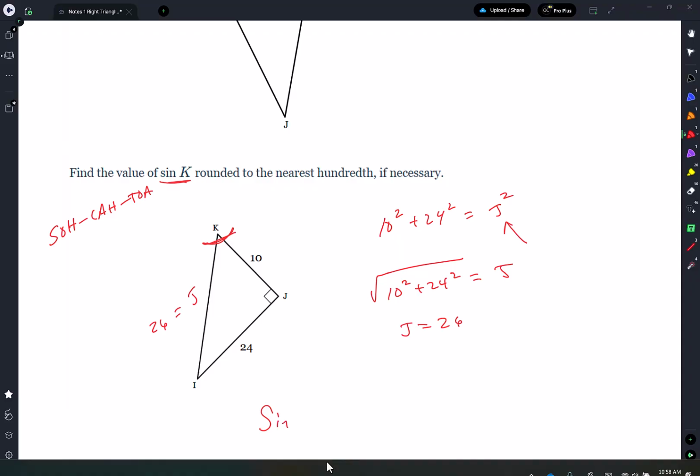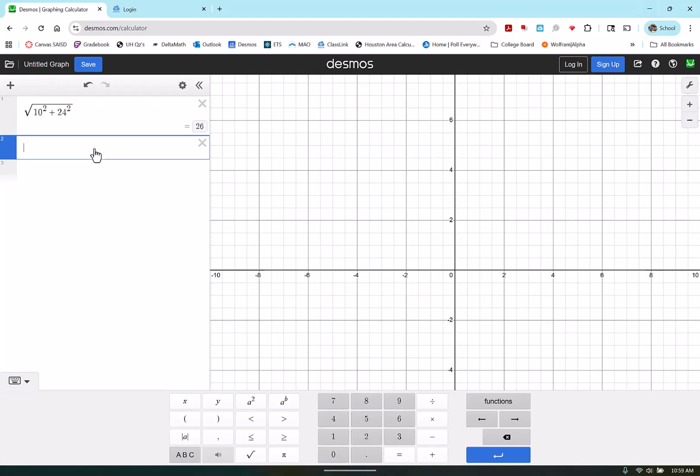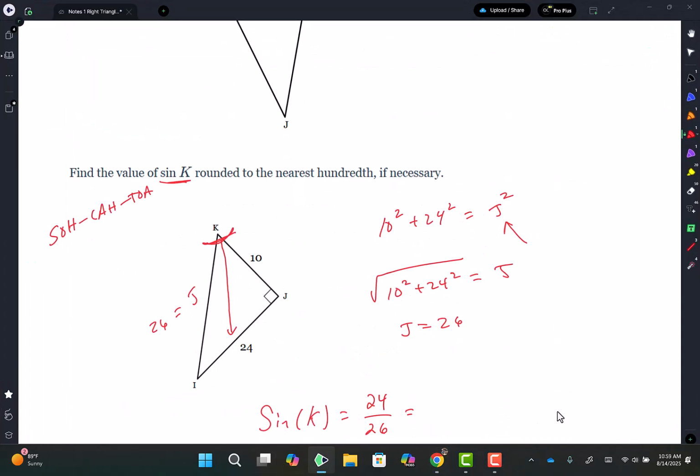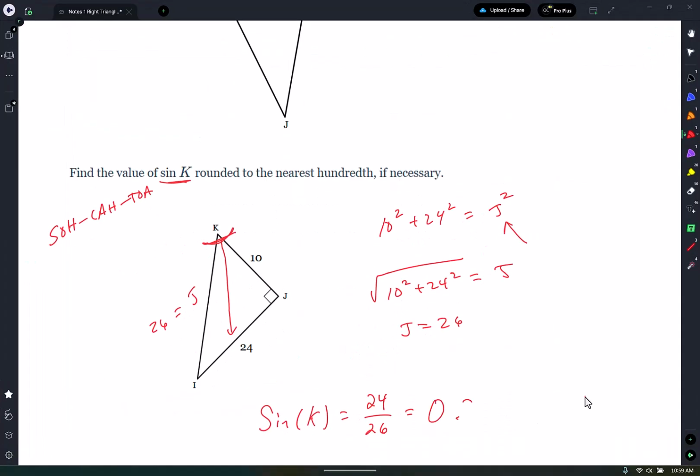So sine K equals, what's opposite angle K here? 24. And then what's my hypotenuse? 26. I know you can reduce it. Don't. They want it to the nearest hundredth. Just take your calculator. So here's my Desmos. Come on, Desmos, where are you at? Well, let me just reduce it. All right, and then right here, I'm just going to go 24 over 26. And there it is. They said nearest hundredth, so 0.92.